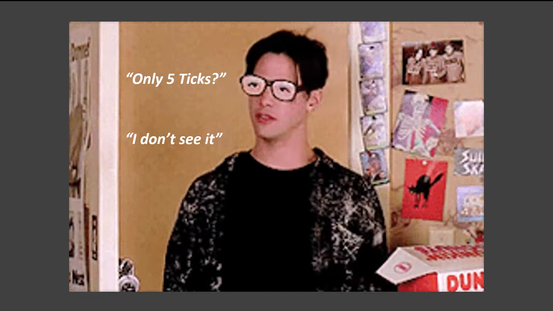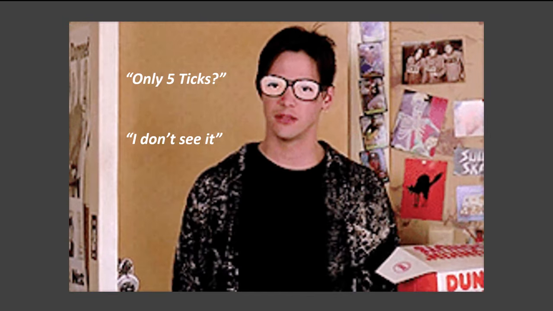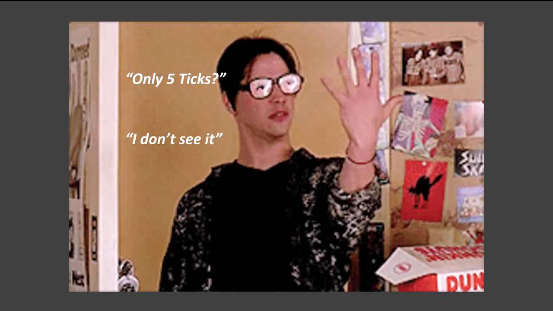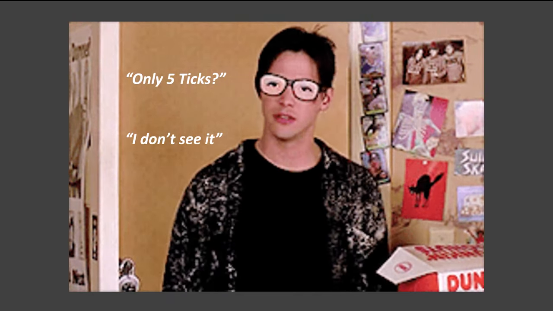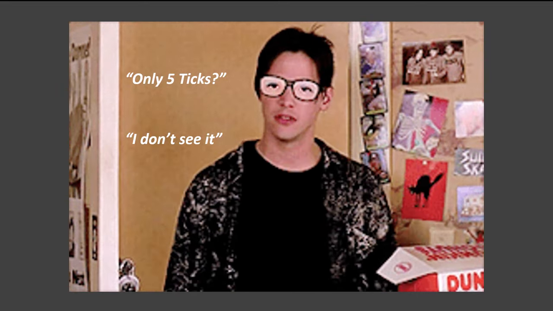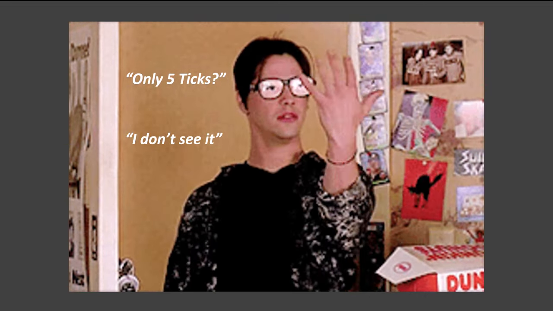But if you still don't see it, only 5 ticks. Well, how do you make money at 5 ticks? Well, initially, you're not going to make much. But what you're going to do is start to gain experience, and with that experience, you start to build confidence.